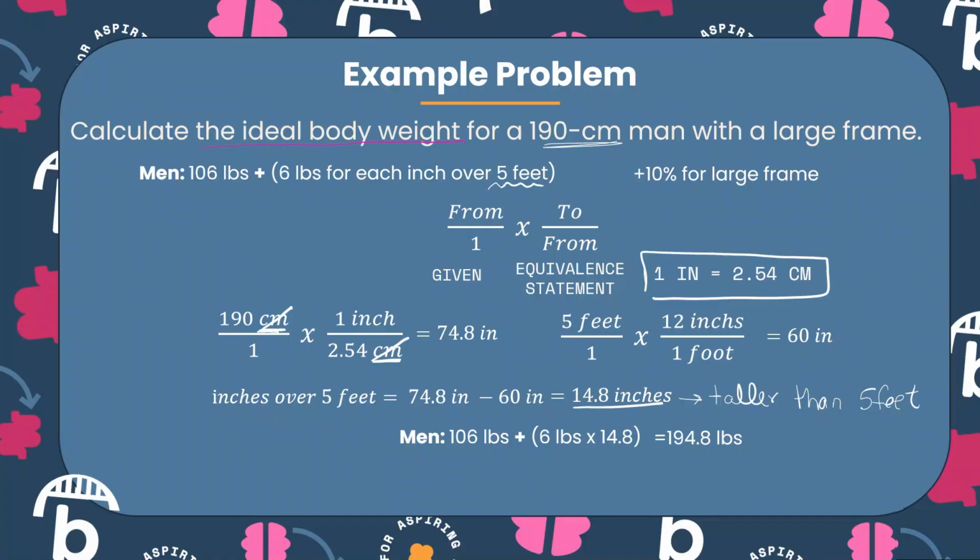Oh, but don't forget, he's got a large frame. So since he has a large frame, we'll need to use this 10% here. 194.8 pounds is the standard, but since he has a large frame, we can estimate an additional 10% more. I like to multiply by 1.10, which is really just saying 100% of 194.8 is 194.8, but he's 10% more. So he's 110%, which is 110 over 100, which is 1.10. So his adjusted ideal body weight is 214.28 pounds.